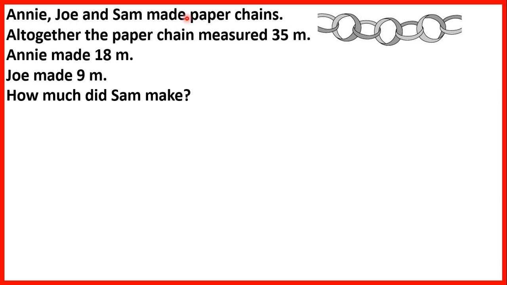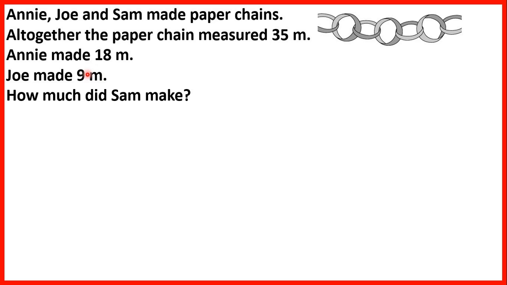Annie, Joe and Sam made paper chains. Altogether, the paper chain measured 35 meters. Annie made 18 meters, Joe made 9 meters. How much did Sam make?